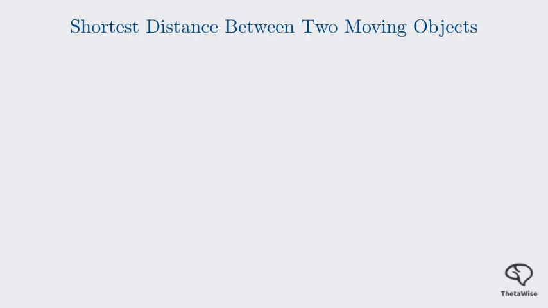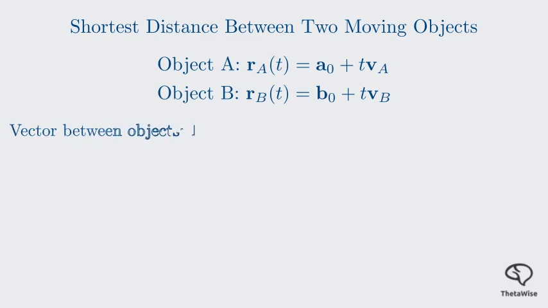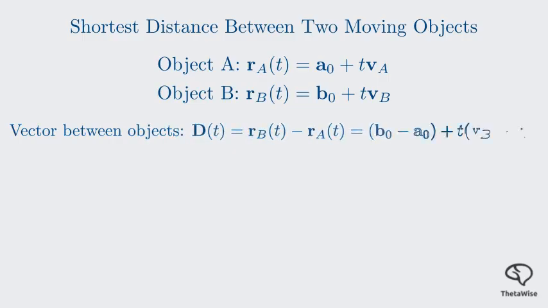For 2 objects, let's say A and B, we need their position vectors at any time t. Each object will have an initial position, a0 and b0, and a velocity vector, va and vb. So their positions are linear functions of time. The first step is to find the vector connecting the 2 objects at time t. We'll call this vector d of t. It's the position vector of b minus the position vector of a. Substituting the equations for ra and rb, we get b0 minus a0 plus t times (vb minus va).